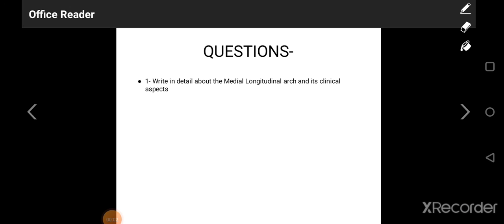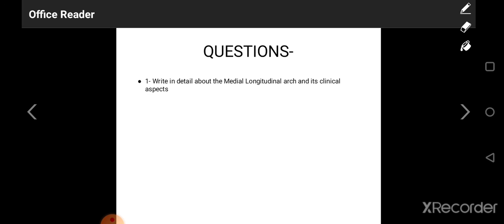Now, after reading the chapter about the arches of the foot, we discuss the questions which can be asked in your exams. The first question is: write in detail about the medial longitudinal arch and its clinical aspects. In this we discuss the different factors maintaining the medial longitudinal arch, various links, staples, the bones, the summits. After discussing that, we draw the diagram of the medial longitudinal arch and also write the clinical aspects around it. So this is a very important question in your exams.